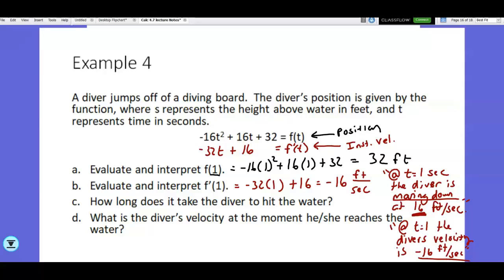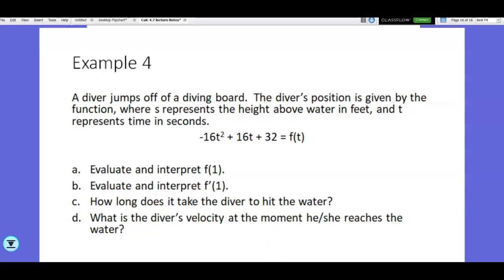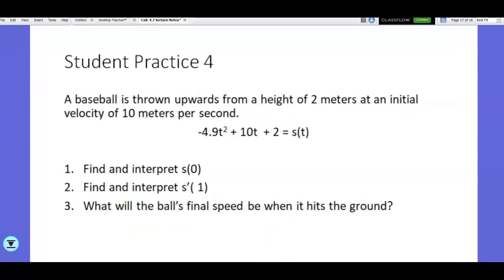Now there's two other questions on here, but they're not quite as important as the first two. So I want to stop there for a second. I want you guys to practice the basic idea here. So I want you guys to do number 1 and 2 on this problem. Go ahead and pause the video here and give those ones a try.